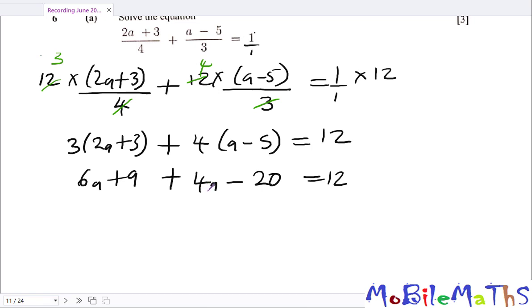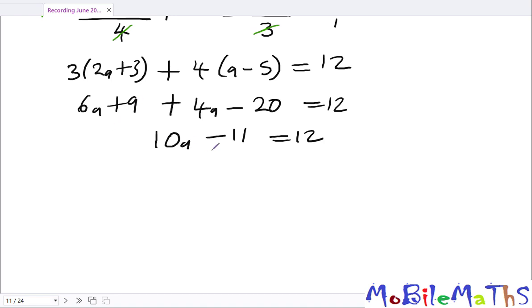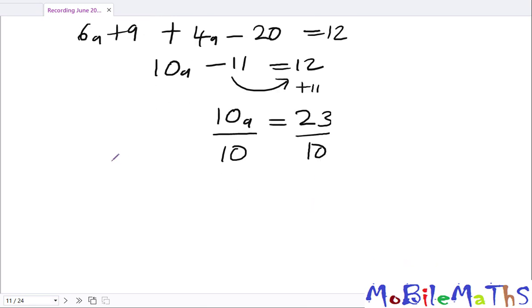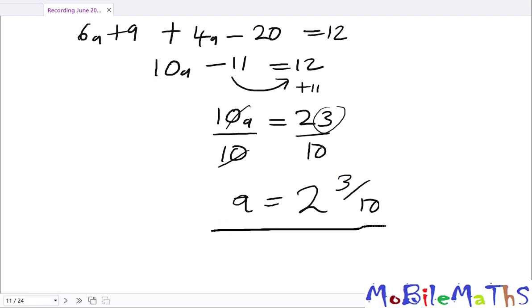Okay, so 6 plus 4, that's 10a. 9 minus 20, that's a minus 11, is equal to 12. Taking 11 to this side, it becomes a plus 11. So I'll have 10a is equal to 23. Dividing both sides by 10, 10 into 23, that's a 2. So our a is equal to 2 whole, and we have a remainder of 3, which I can say 3 over 10. That becomes our final answer. We have solved the equation.